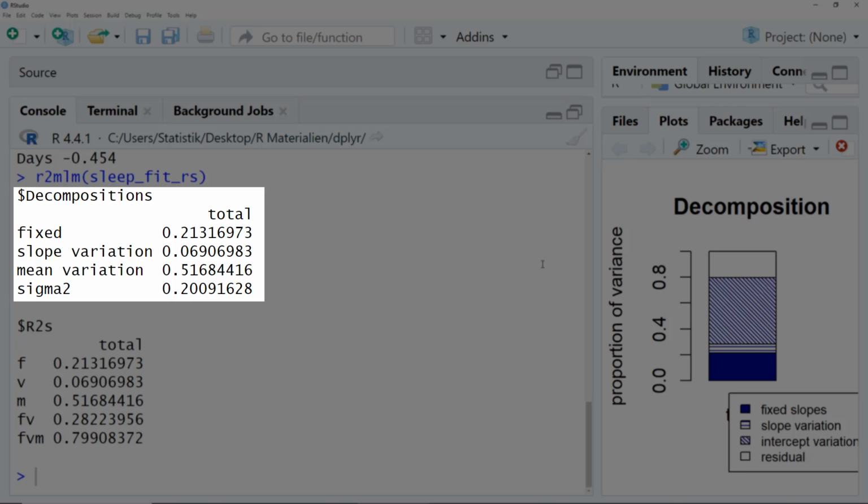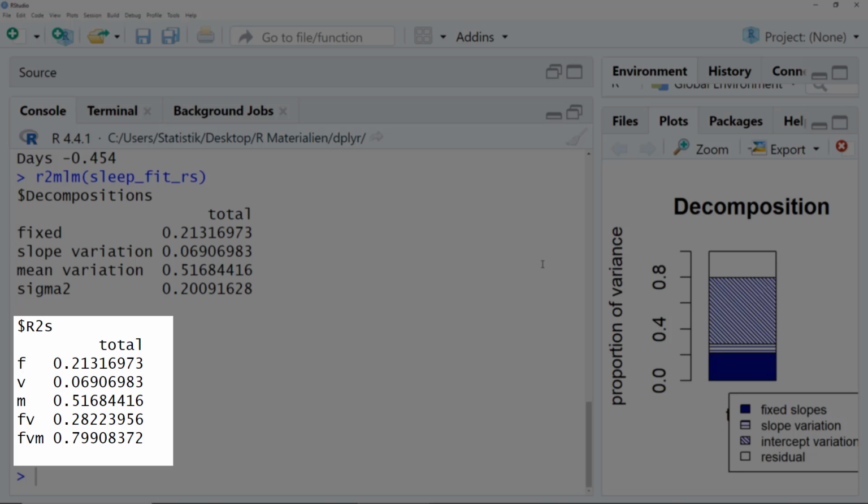Here you can find the numbers that go into the graph, and here we get different possible R squared values. One possibility would be to just report the value in the row F, that is the variance explained by the fixed slopes. Another possibility would be to report one of those two combinations here. FV would be fixed slopes plus random slopes, and FVM would be fixed slopes, random slopes, and random intercept. It's up to you to decide.